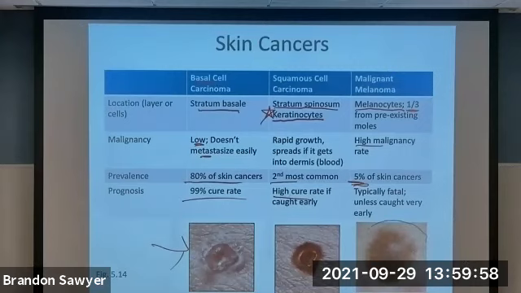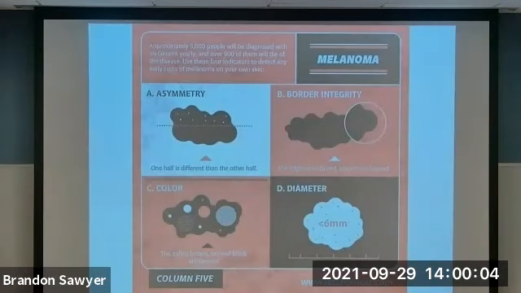But this is kind of what that might look like. Okay, and this is just kind of a little infographic to give you an idea of some key things to look for to see if it might be melanoma.